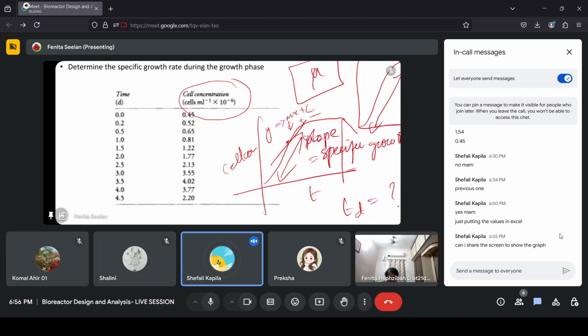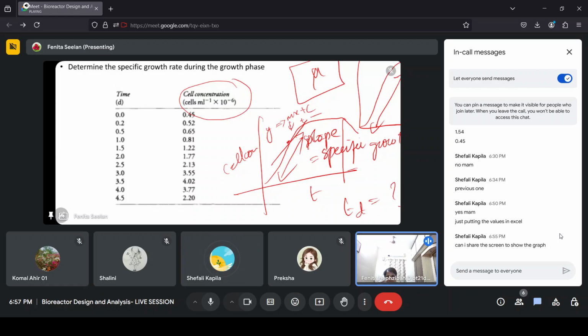Okay, ma'am. Actually, I can get the slope, but I cannot find the equation there. I think I've made the graph, but I think I've put the values in a vertical manner. I think the time should be in horizontal.